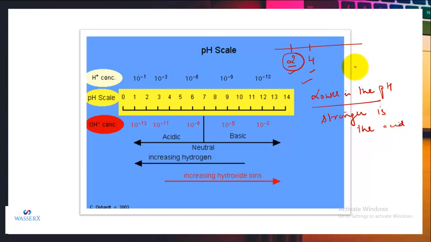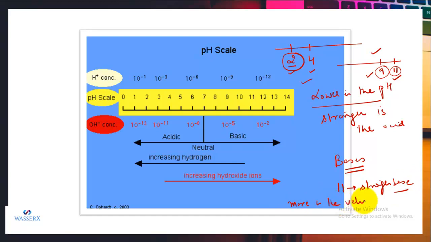Likewise, if we have a scale and we see the pH values as 9 and 11, confirm whether they are acids or bases. By looking at the values, you can clearly make out they are more than 7. That means they are bases. Now, if somebody asks which of these two is the stronger base, the answer would be that out of 9 and 11, 11 would be the stronger base. The reason being that more is the value of pH, stronger is the base.